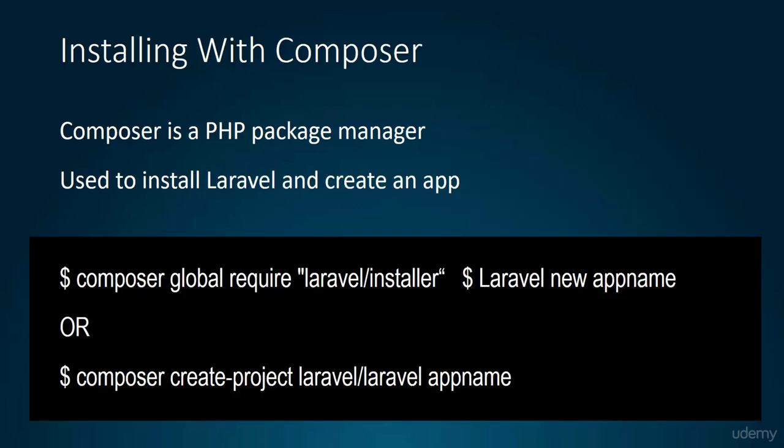All right, so the way that we install Laravel is with Composer, which is a PHP dependency manager or package manager, similar to NPM for Node.js if you've ever worked with that. It's used to install Laravel as well as create an application. So you can either do it like this, Composer global require, the installer, and then you can actually run Laravel new and then the application name, or you can just use Composer create-project and just say laravel/laravel and then your application name. So very easy. We'll be using this method.